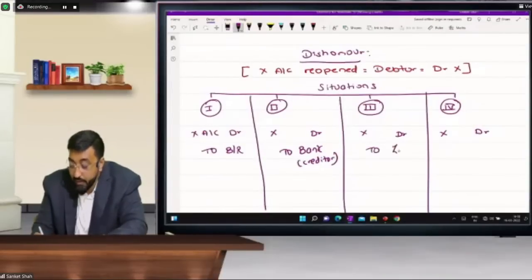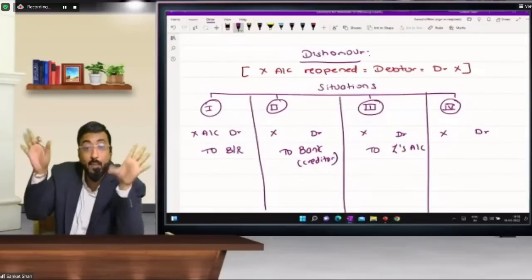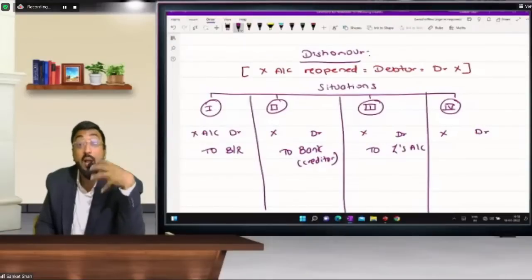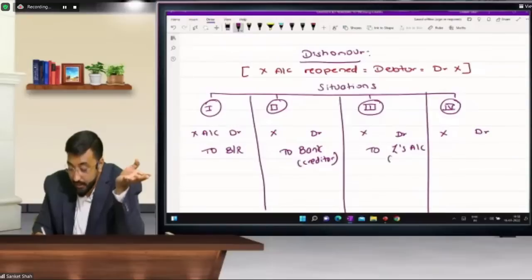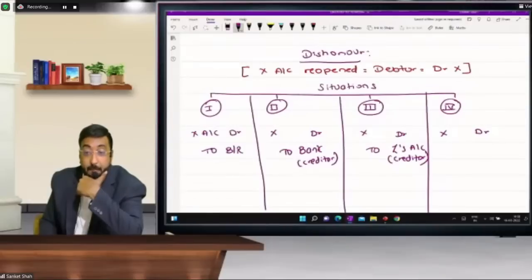X account debit to Z. Z will visit X's premises. X is telling no money. No money. So Z will visit my premises. I will reopen Z's account. So Z's account is getting reopened. So Z is my creditor. Okay, sir. Got this concept.